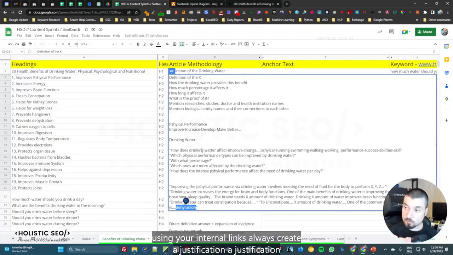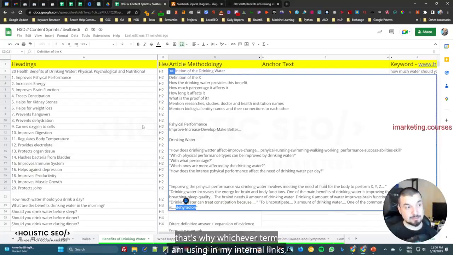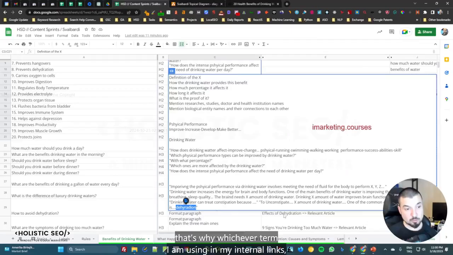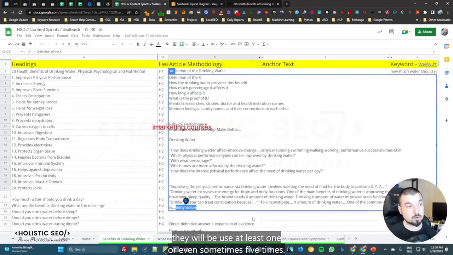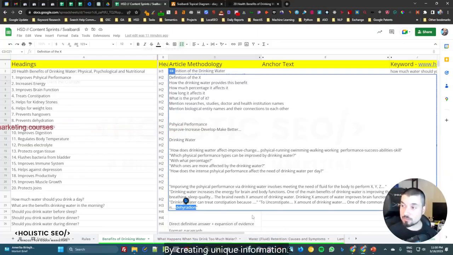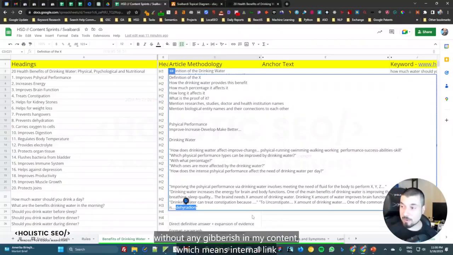Before using your internal links, always create a justification for the relevance for the internal link so that you can link safely. That's why whichever term I am using in my internal links, they will be used at least 1 or even sometimes 5 times by creating unique information without any gibberish in my content, which means internal link is definitely safe.